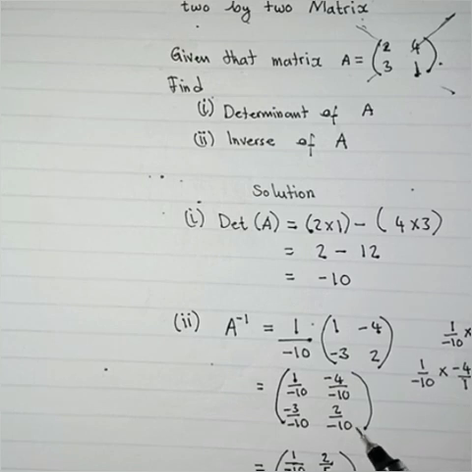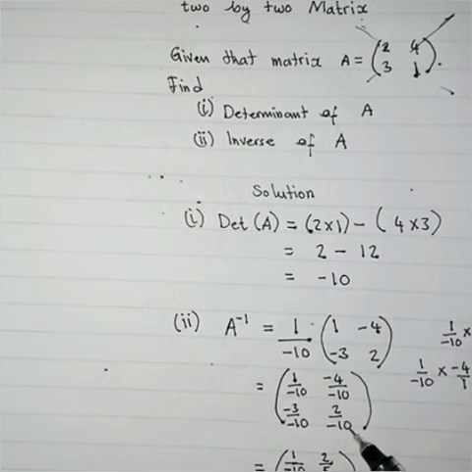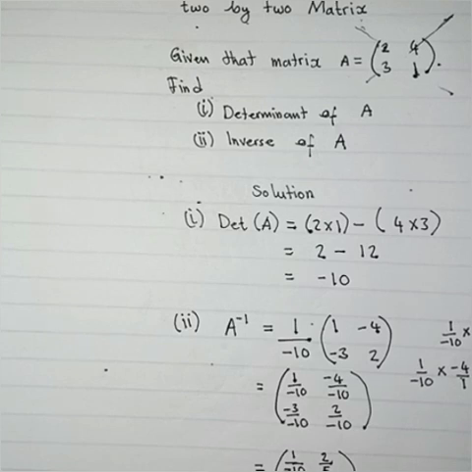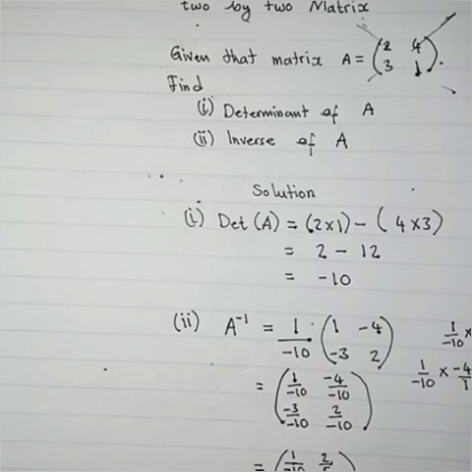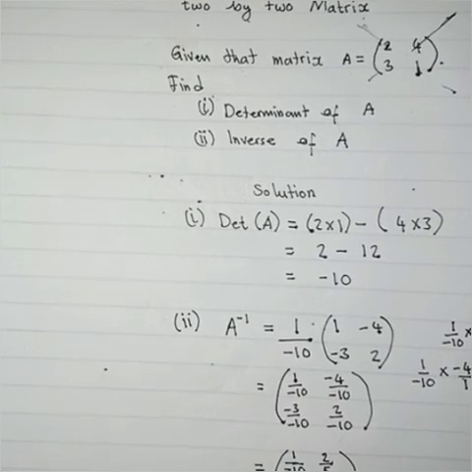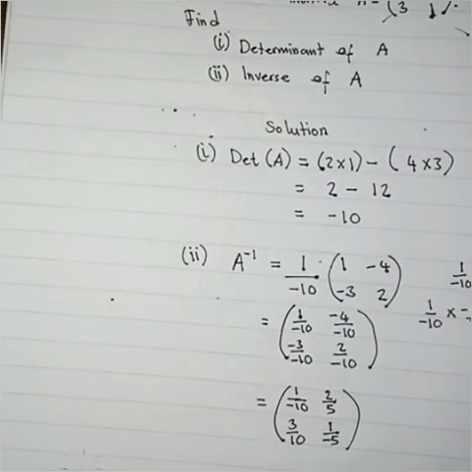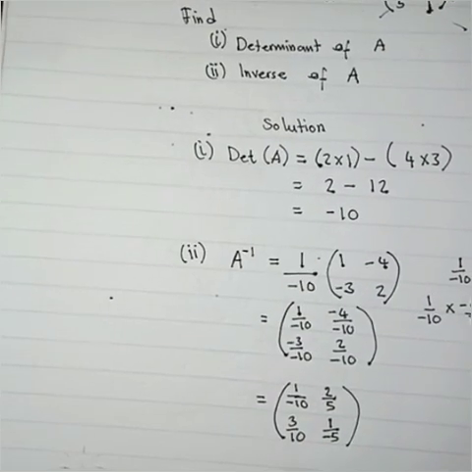On the other side, this can be reduced by 2. So 2 divided by 2, the answer is 1, like that. Then 2 into 10, we get -5. So this is our final answer for the inverse of the matrix.